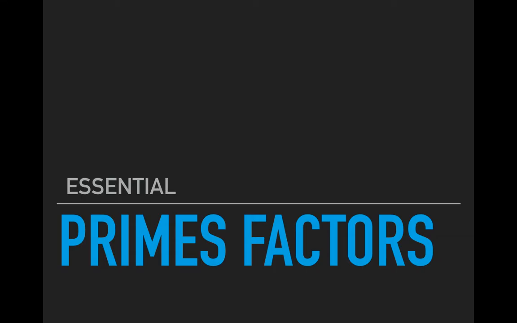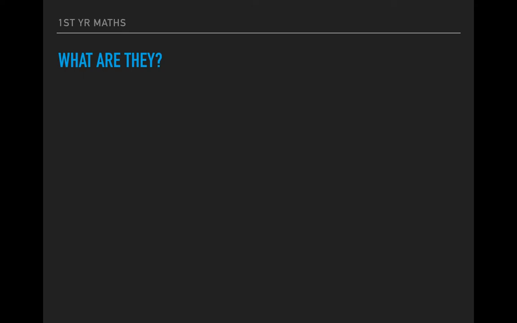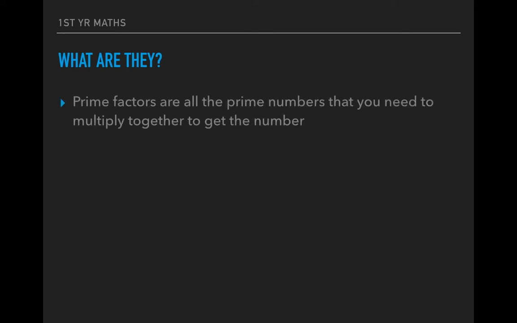How to find prime factors of a number. So first off, what are prime factors? Well, they're all of the primes that you need to multiply together to get the number itself. So let me give you some examples.